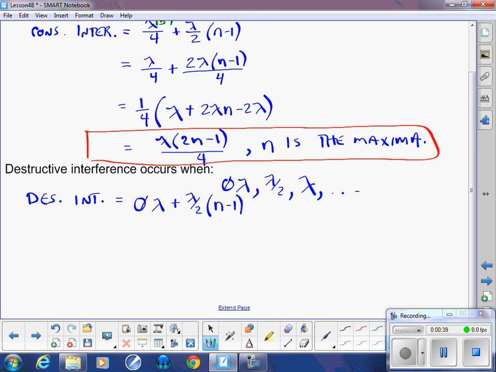So for the first destructive interference, n would be 1. That term would go to 0, so it'd be 0 lambda. Cleaning that up, that one's a lot simpler to clean up. There we go. So there is our formula for destructive interference and constructive interference.